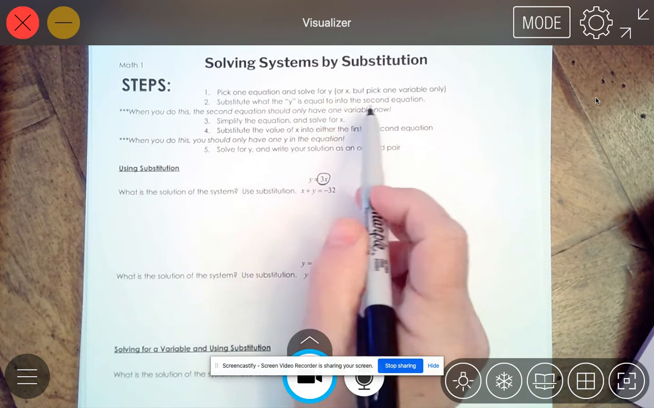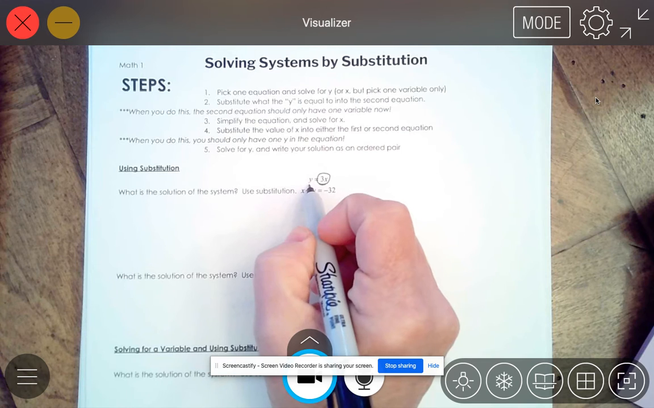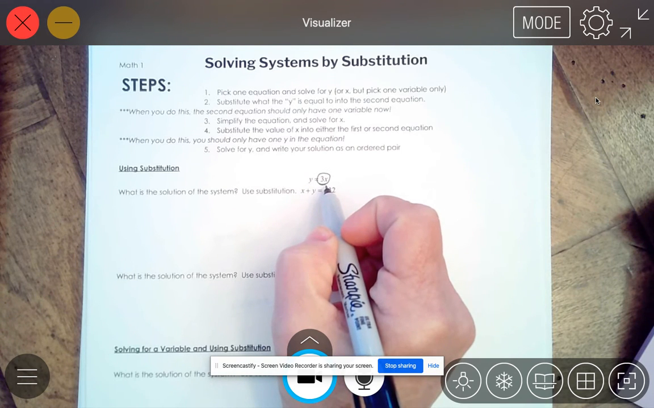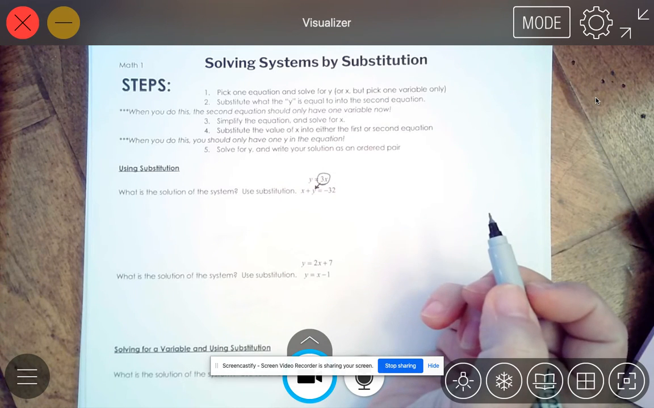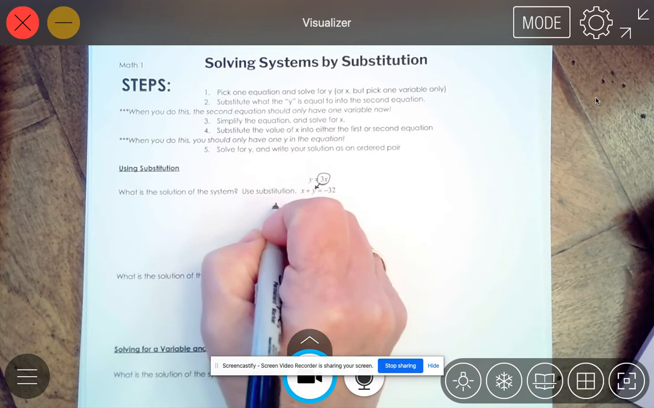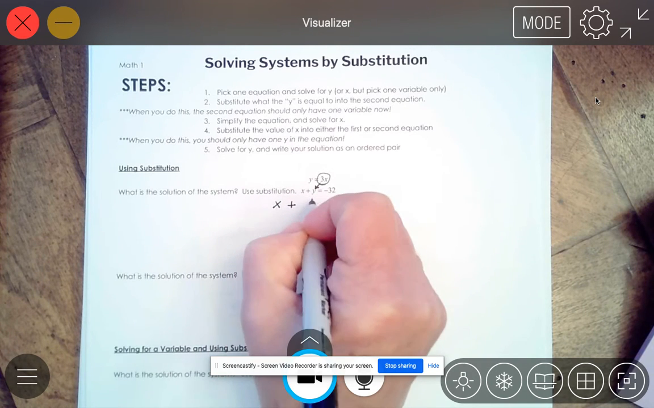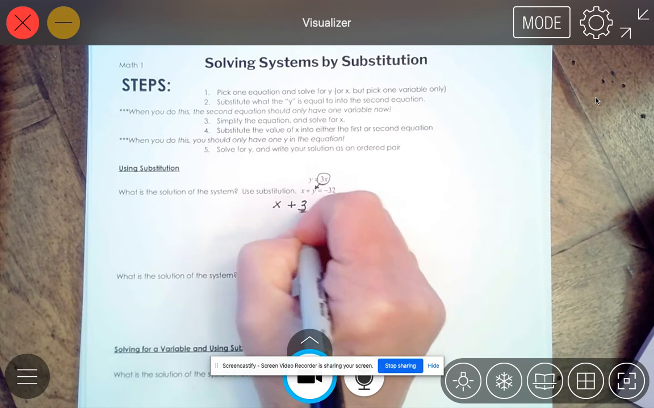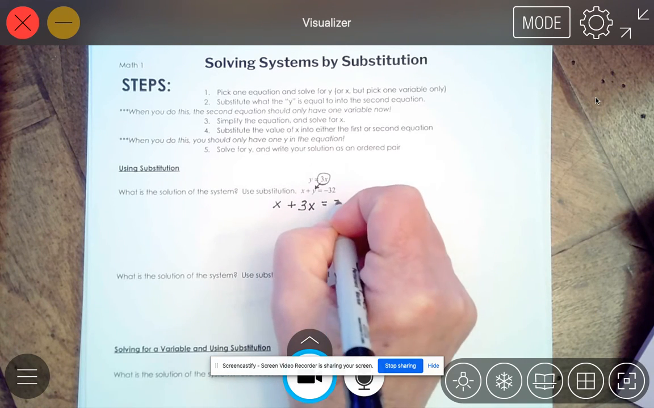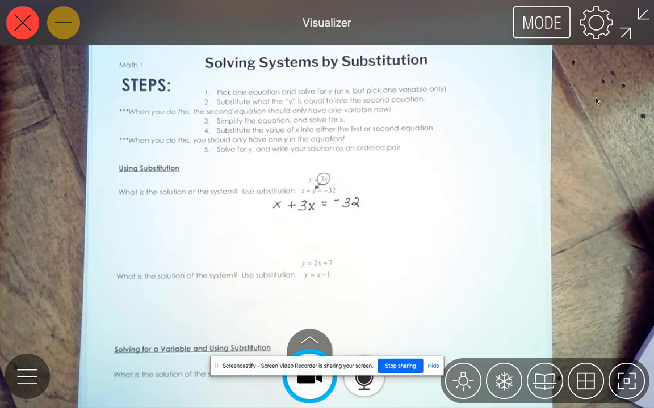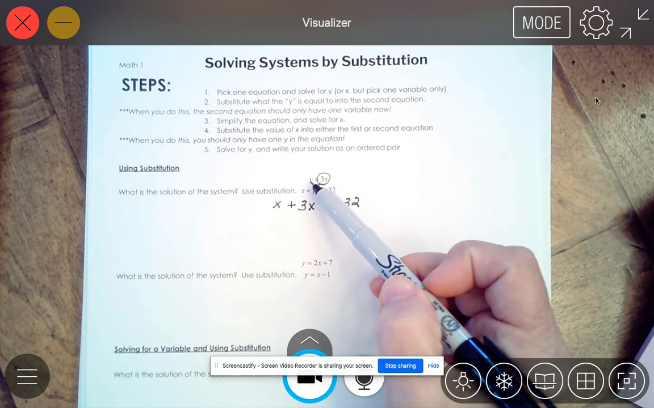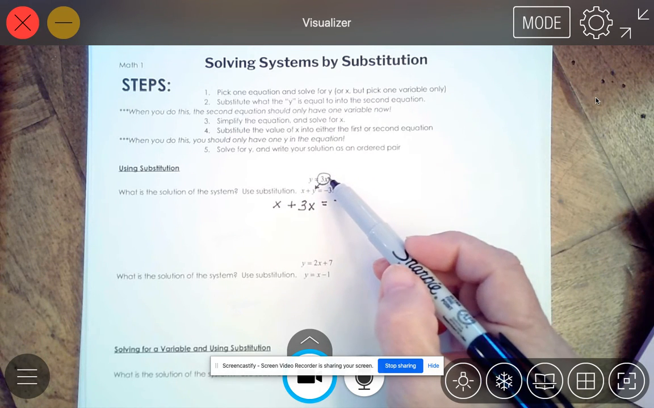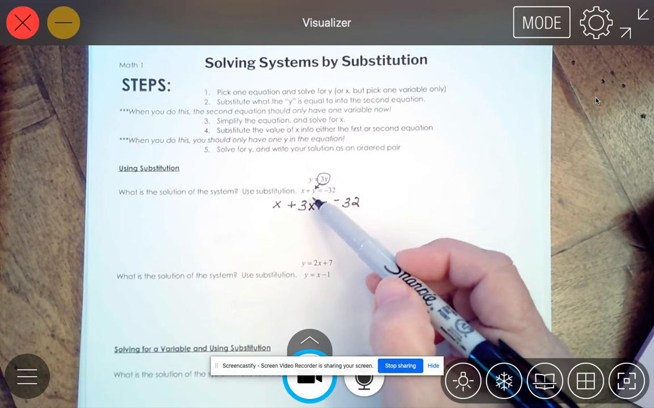the y is equal to into the second equation. I know that y is equal to 3x, so right here, instead of y, I'm going to put 3x. I have x plus, instead of y, 3x is equal to negative 32. So I took the first equation, it is solved for y. I put that value for y, 3x, into the next equation, and this is what I have.